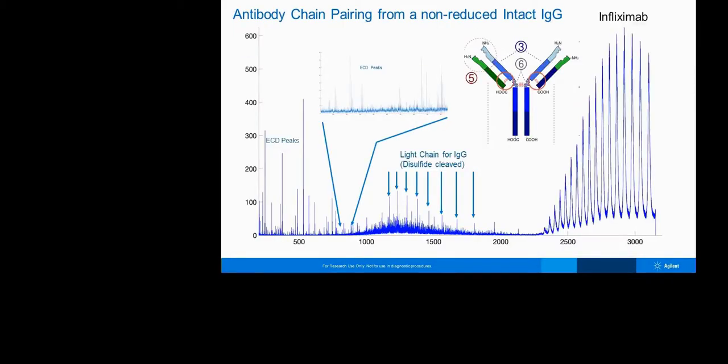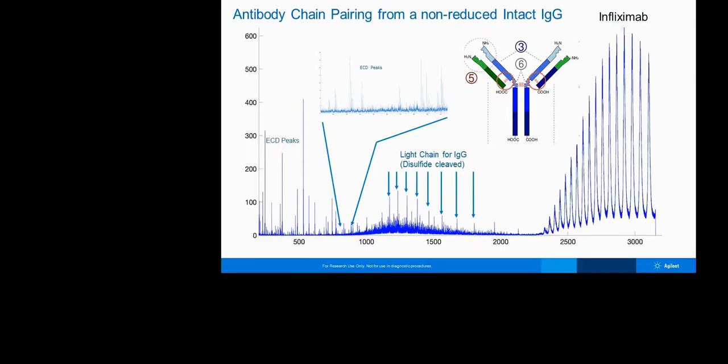And here we're taking a NIST antibody, and basically what we're doing is breaking the disulfide that holds the light chain with the heavy chain. You can now see the light chain coming off as a series of resolved chains, that you can figure out the light mass. And then you can use the ECD peaks that are located down here to start to identify which light chain is paired with which heavy chain, or to start to study where drug antibody conjugates might be located.